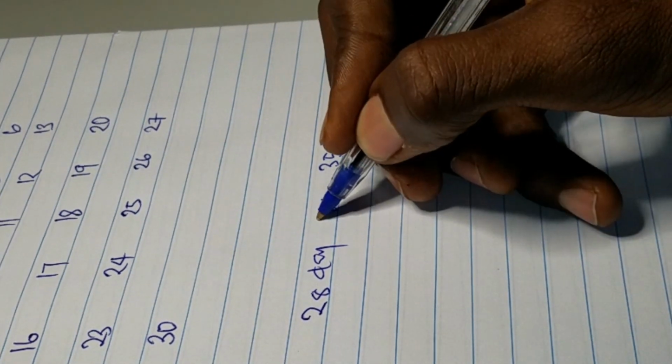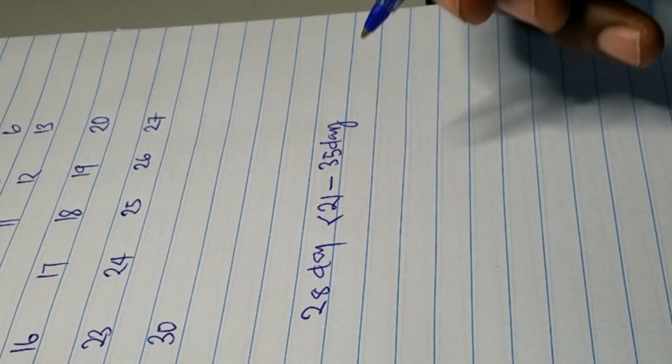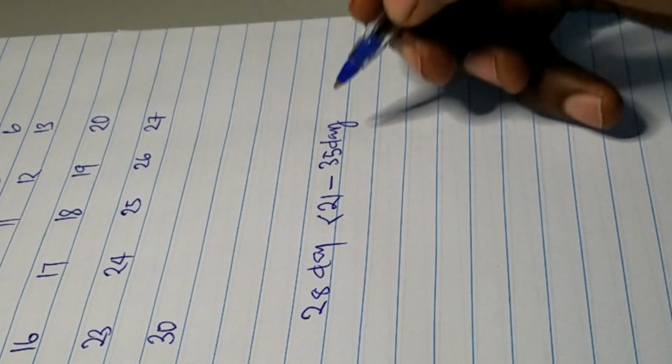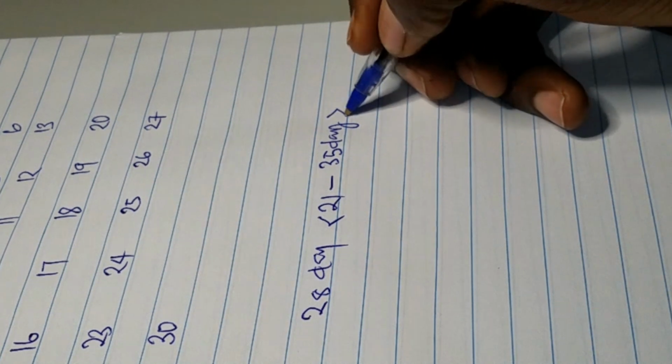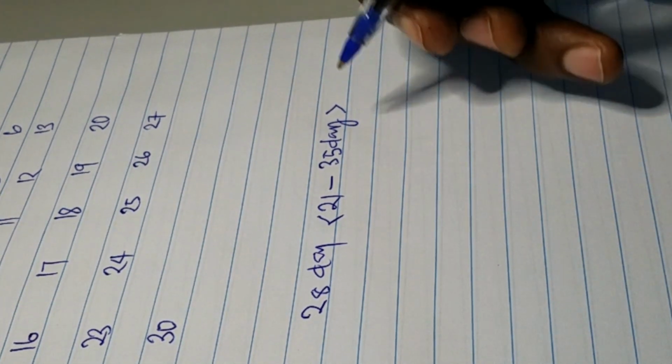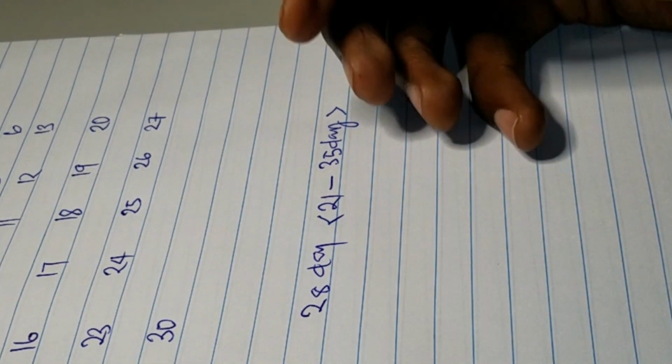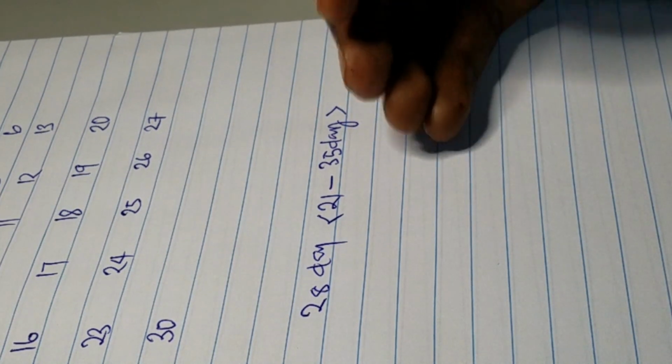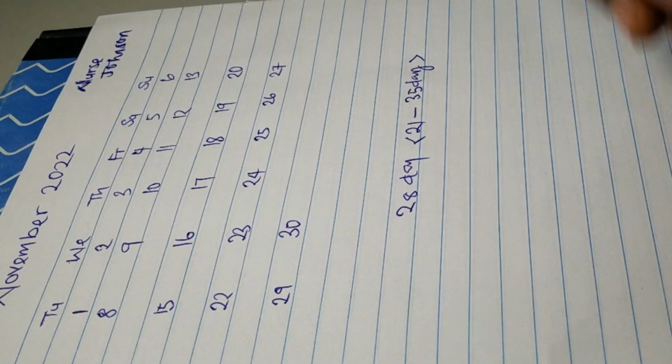For example, if it is less than 21 days, then there's something wrong. Or if it's greater than 35 days, something might be wrong and you may have to visit your doctor. Now, let's take this calendar and explain it.